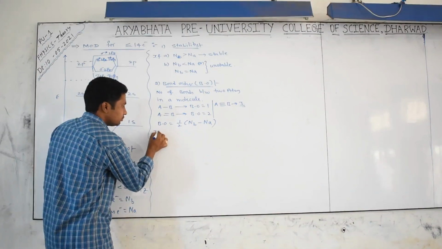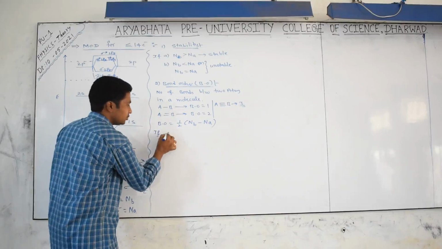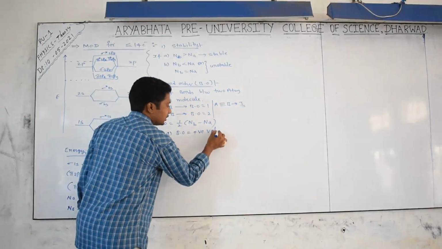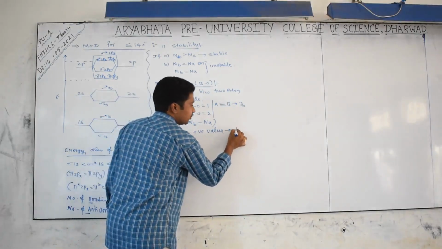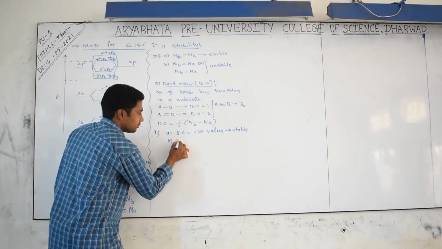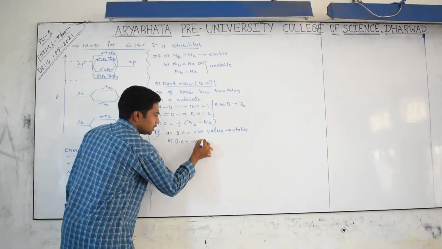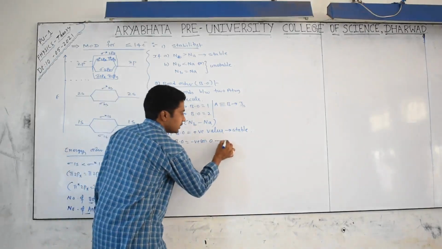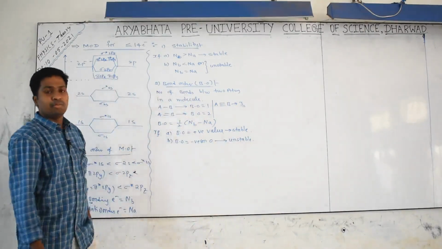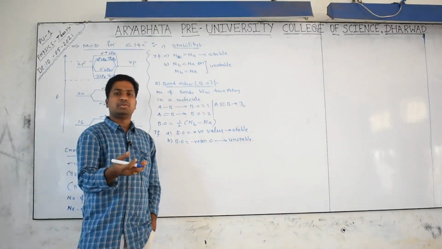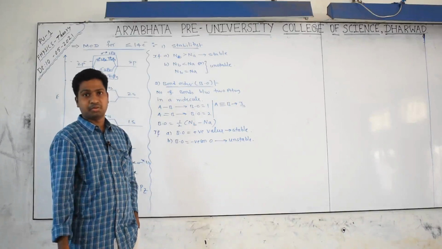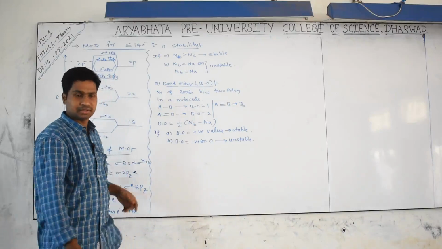Okay, based on this, we can also tell the stability. If the bond order is a positive value, then we can tell the molecule is stable. In the second case, if the bond order is negative or 0, it means it is unstable or cannot exist. A positive bond order, like 1, 1.5, 2, 2.5, 3, means the molecule is stable. But 0 or a negative value means the molecule is unstable.